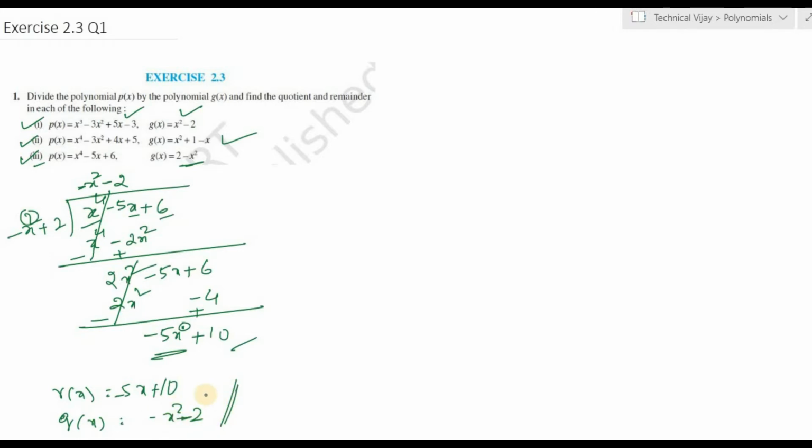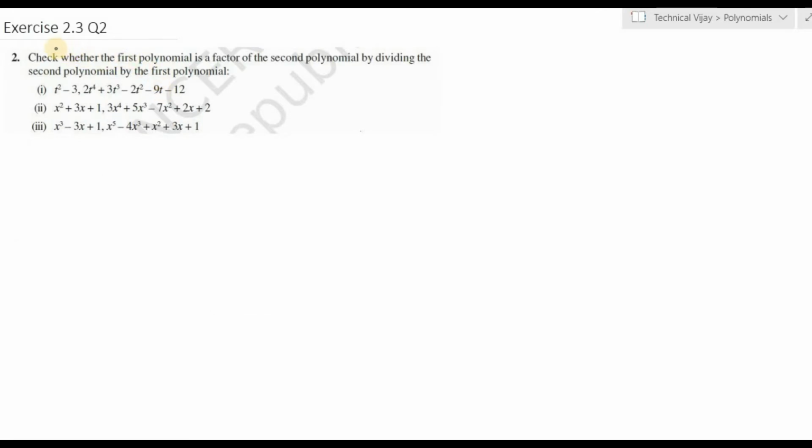This is the answer. Now in exercise 2.3, question number 2: check whether the first polynomial is a factor of the second polynomial. That is, this polynomial and this polynomial. This is the first polynomial and this is the second polynomial. We have to check whether this first polynomial is a factor of this one or not.